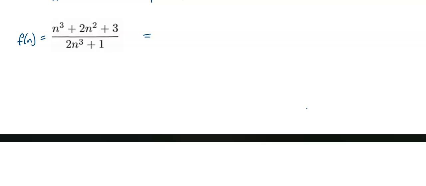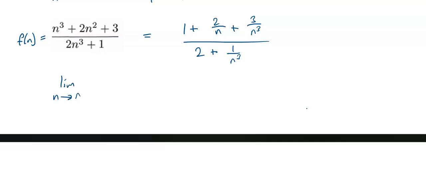Should be pausing this as we go. So we have 1 plus 2 over n plus 3 over n cubed over 2 plus 1 over n cubed. So then the limit as n approaches infinity of that thing is going to be just a half. So once again, we'd have this thing in constant time.